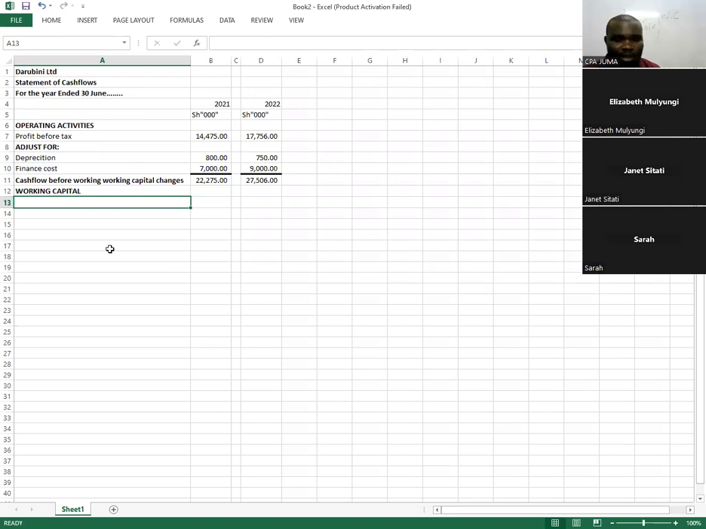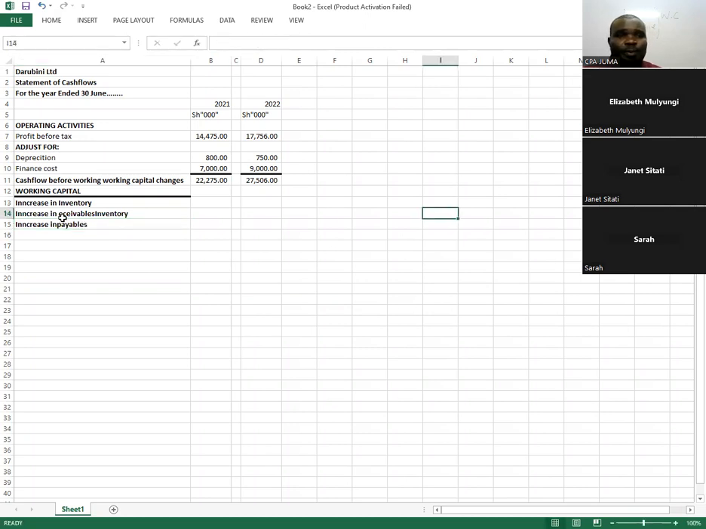So you'll come here and tell me increase in inventory. So I will just press E. All of them are increased. Then this one here, I now just change to receivables. And this one here, I'll change it to payables.